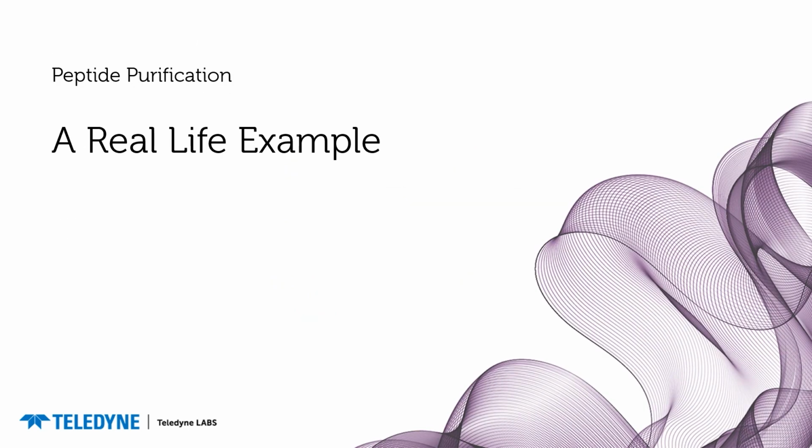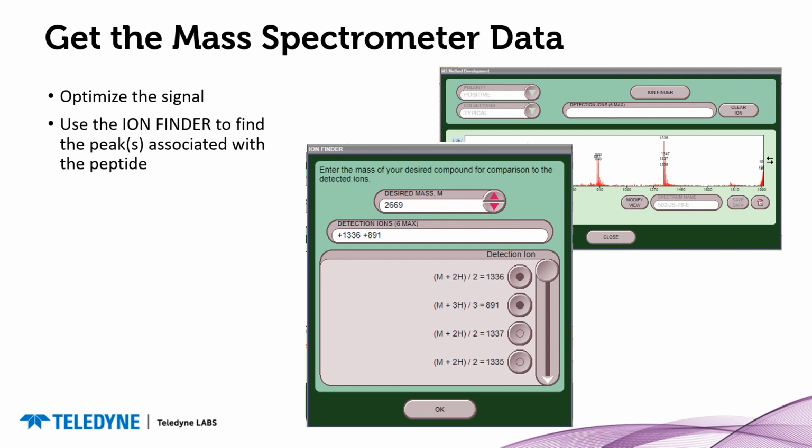In the next section, we'll look at a real customer peptide example. When the customer shared the molecular weight, the mass spectrometer signal was optimized as described earlier, and the ion finder was used to find and select the peaks representing the double and triply charged ions.